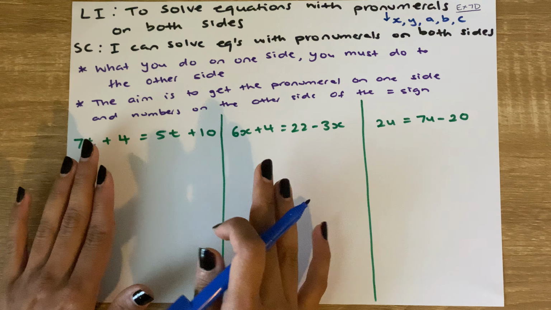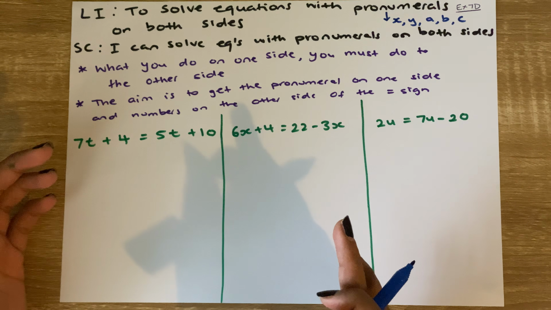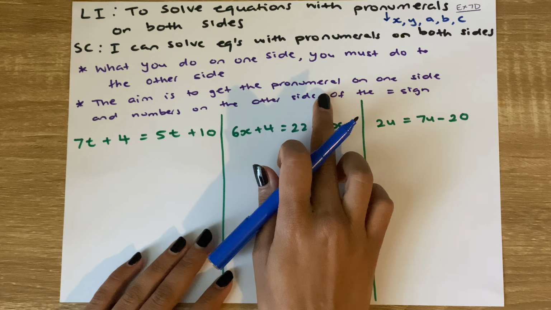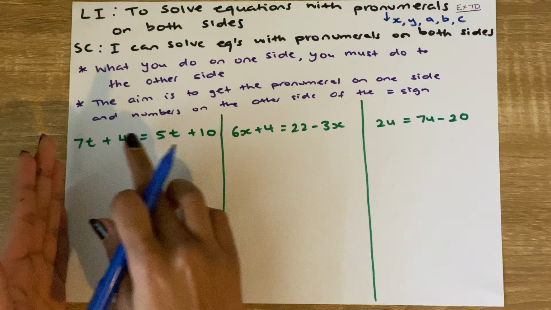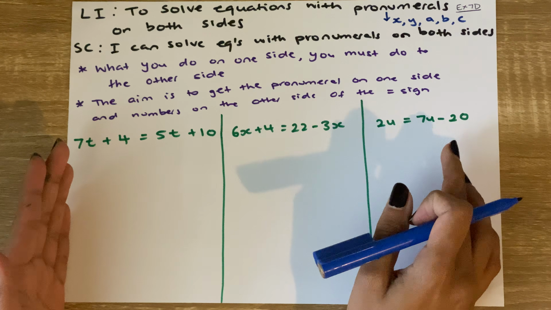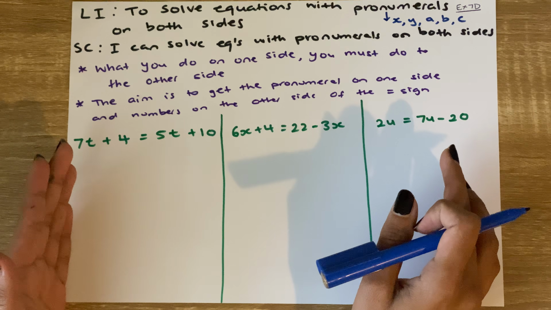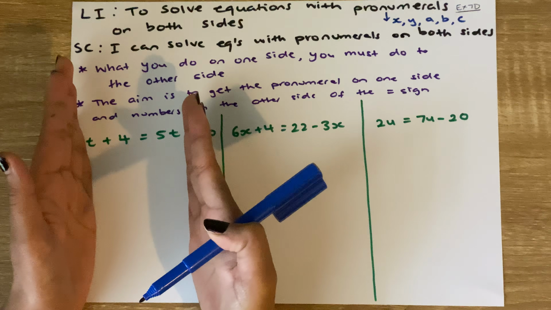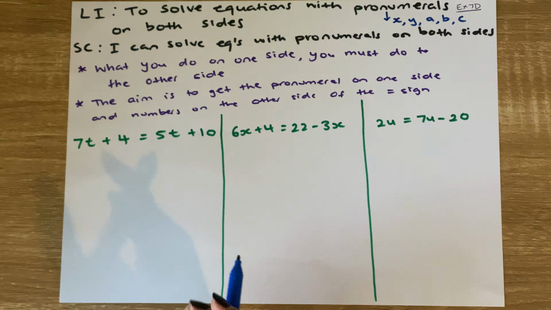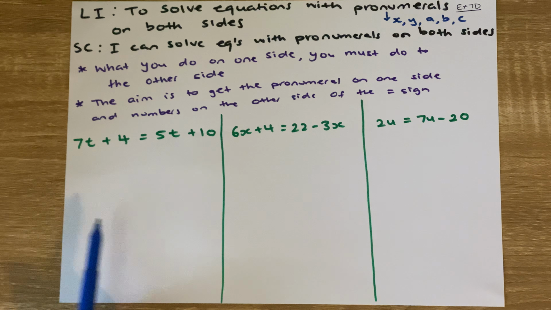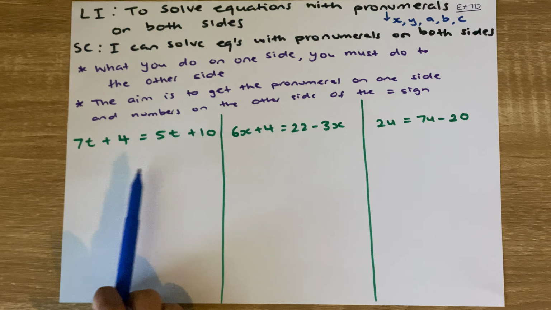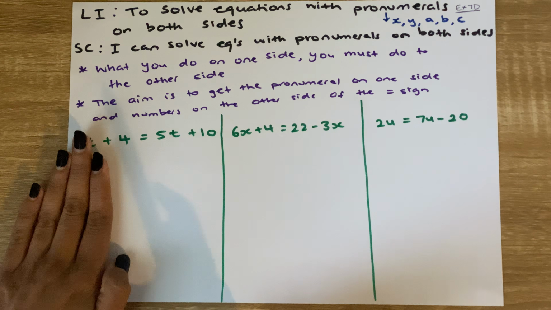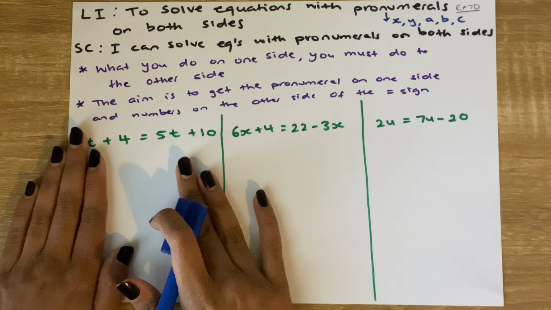Our aim, just like when we normally solve equations, is going to be to try to get the pronumeral, so try to get the letter on one side of the equal sign and the numbers on the other side of the equal sign. So what we want is to end up with the letter on one side and our final number on the other side. Okay, so let's work through an example together. Basically, what I like to do is try to make my letters on the left side and my numbers on the right side.